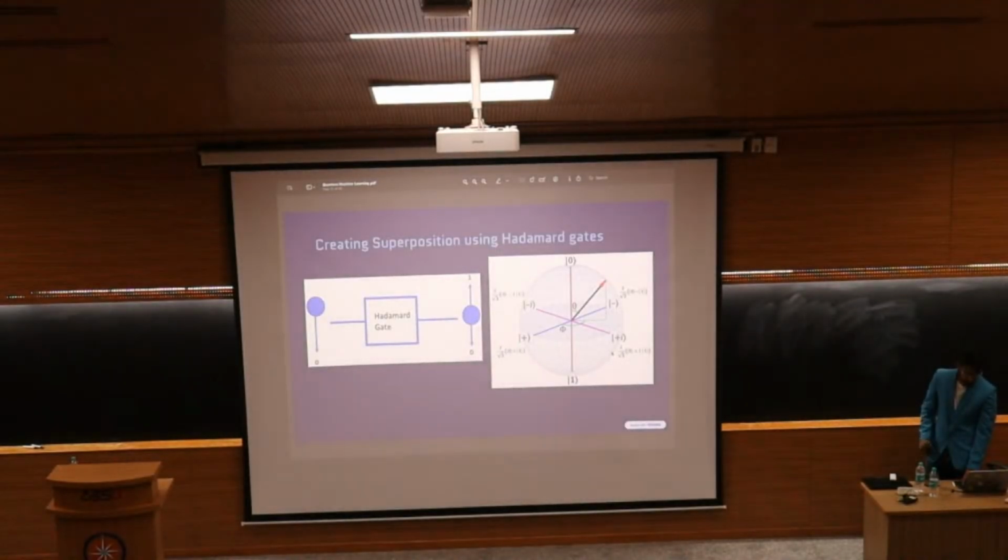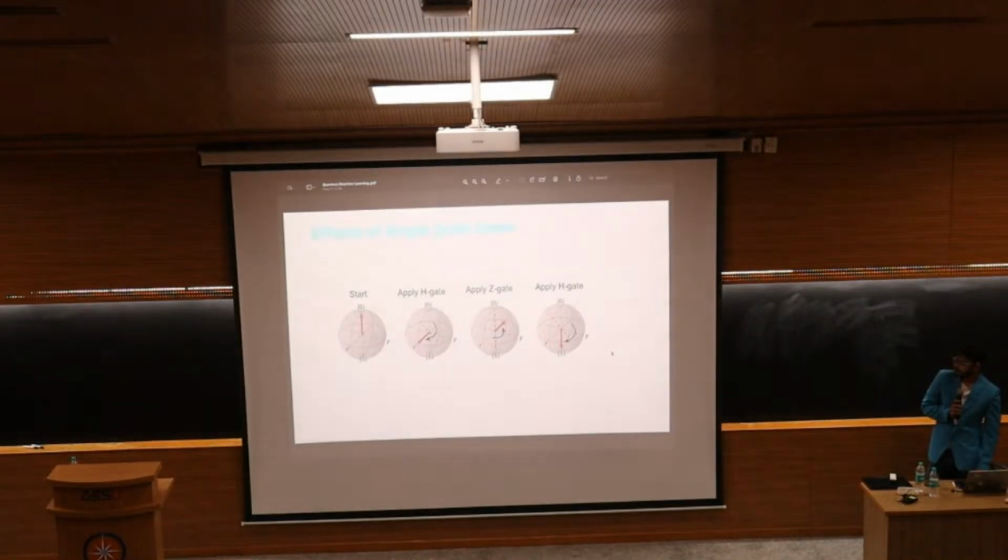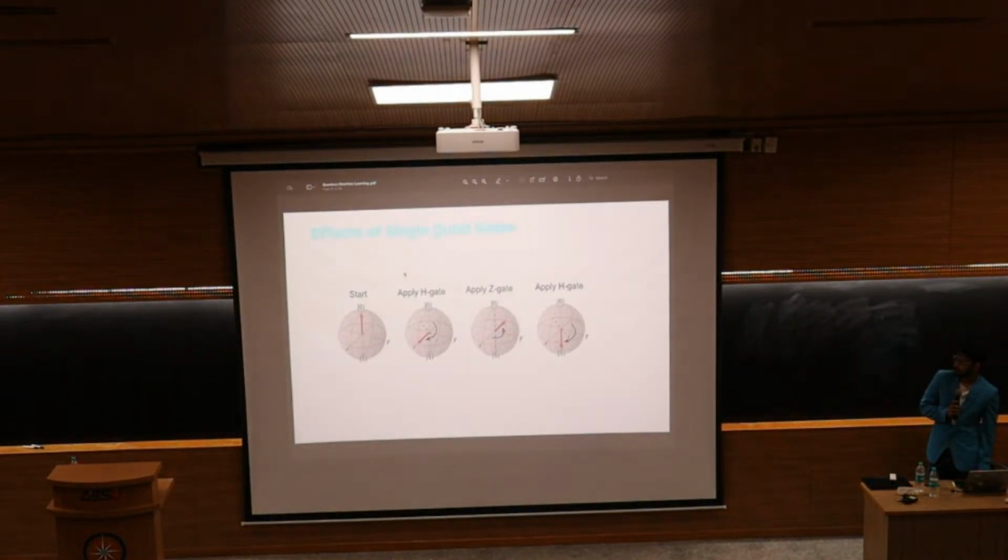With this you can see that the Hadamard gate creates a superposition between 0 and 1. If we take this vector 0 and apply the Hadamard gate on it, it goes to the x-axis, and on the x-axis we have 0 plus 1 over root 2.